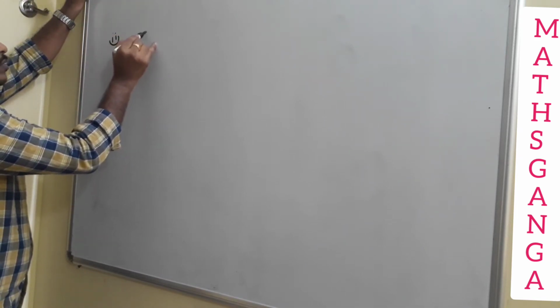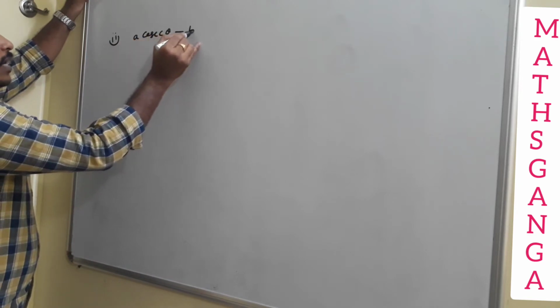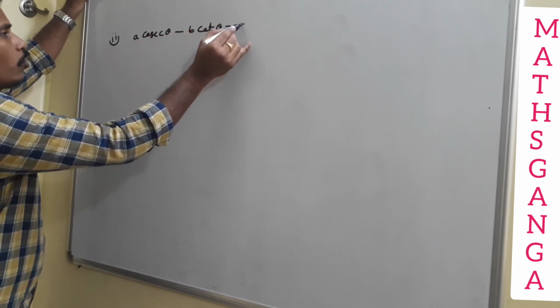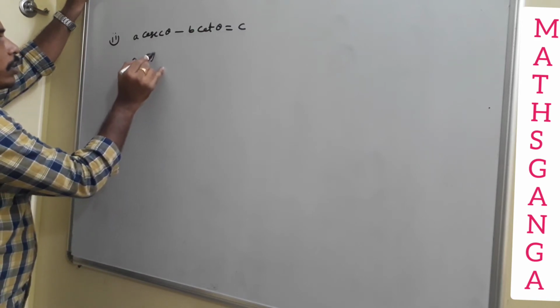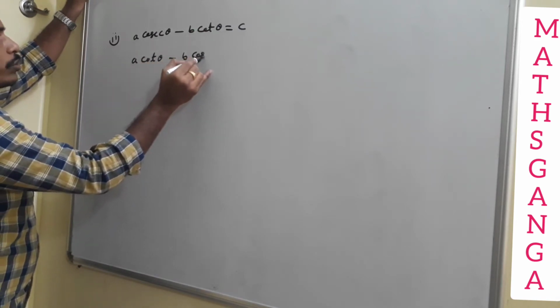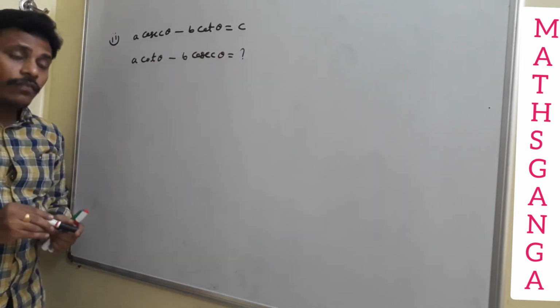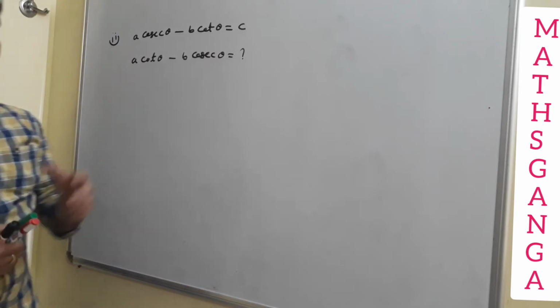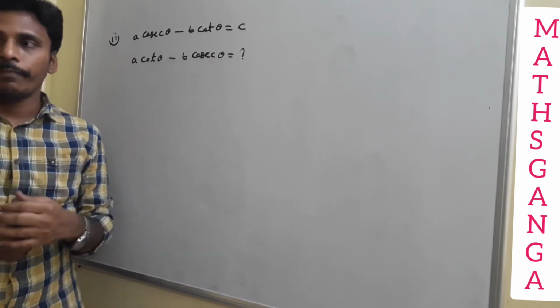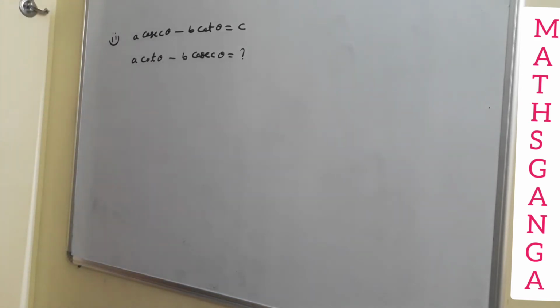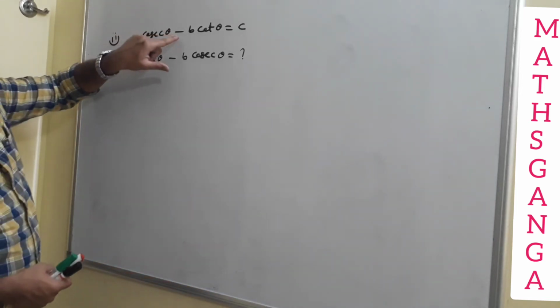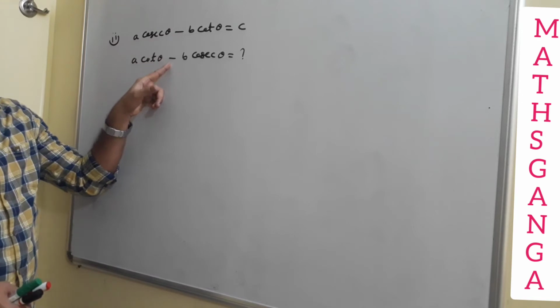See, a cosecant theta minus b cot theta is equal to c, whereas a cot theta minus b cosecant theta is what we need to find. Look at the problem actually. For the previous one, to remove sin and cos, we had to add. Since for the previous problem we have to add, that's why for one statement there is a plus sign and for the other statement there is a minus sign in the previous one.